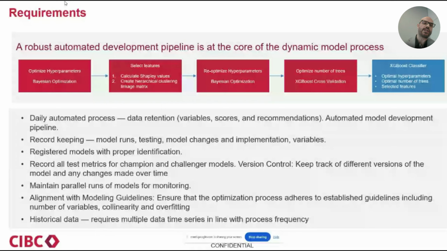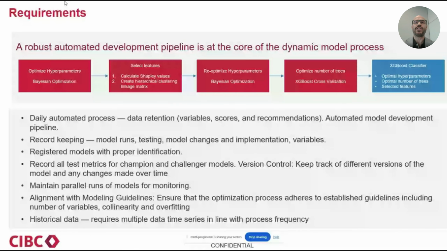So we start with optimization of the hyperparameters. Then we do a feature selection based on clustering and Shapley values. We then re-optimize our parameters. And then finally, we optimize the number of trees. And we do our cross-validation for the XGBoost model. So that pipeline for us has already gone through model validation.